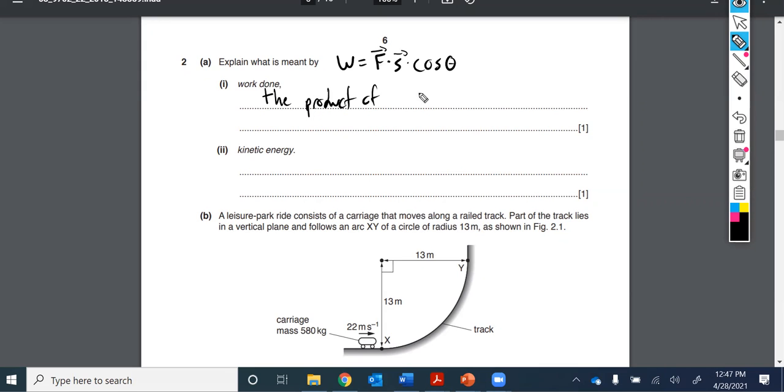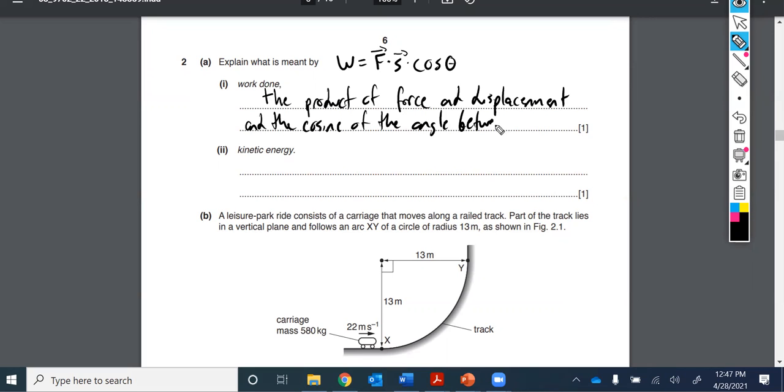The product of force and displacement and the cosine of the angle between those vectors. It's really the smallest angle.